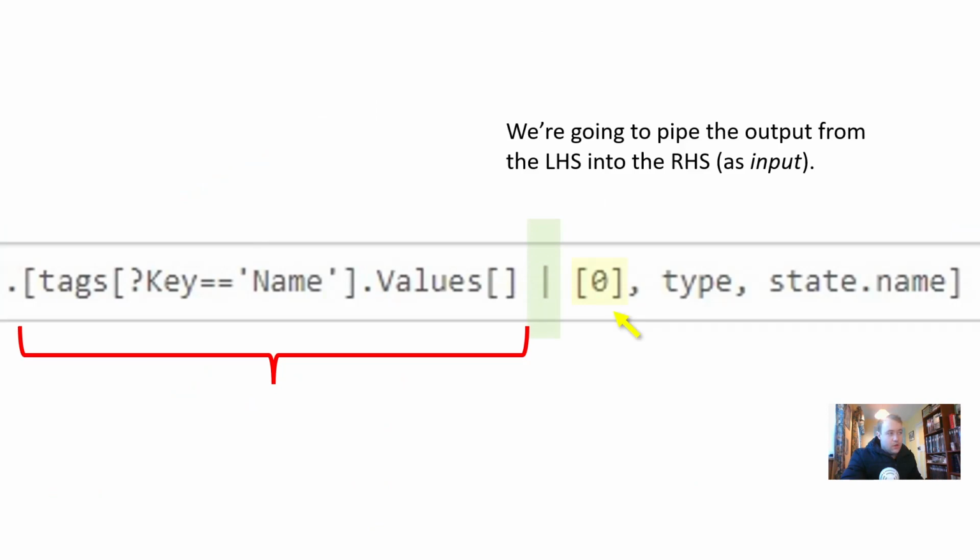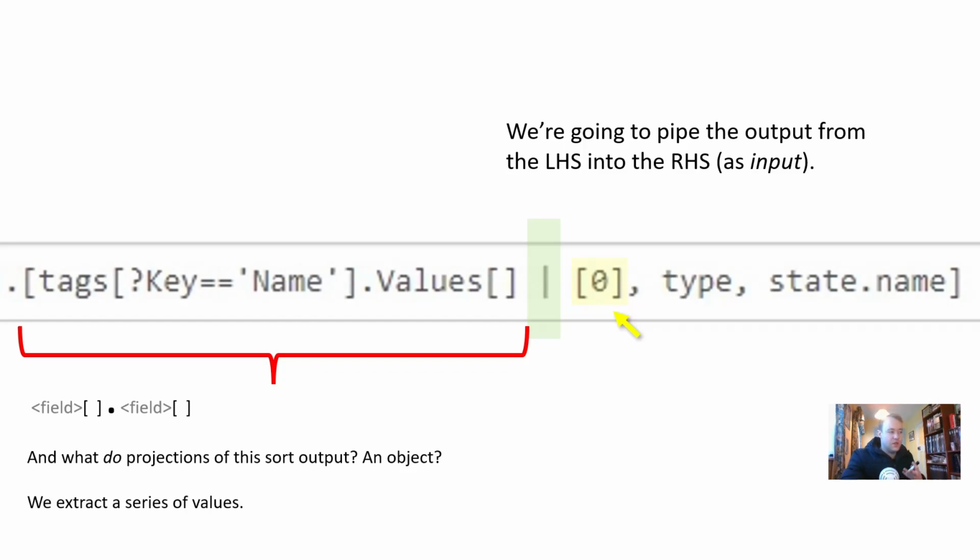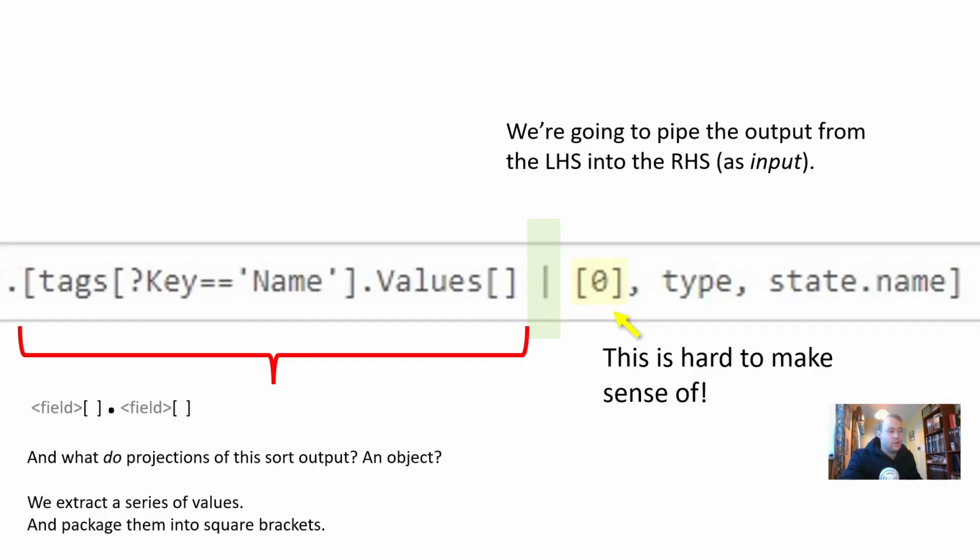There's the pipe, and we're going to pipe the output from the left hand side into the right hand side. So the output from the left is going to be our input. So there's that structure within the red line, field dot field. And what do projections of this sort output? What do we get from a projection? Do we get an object? No, we get a series of values. We get an array coming out of that. We package them into square brackets.